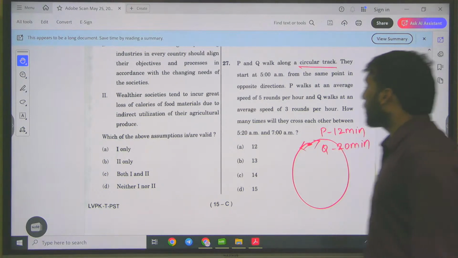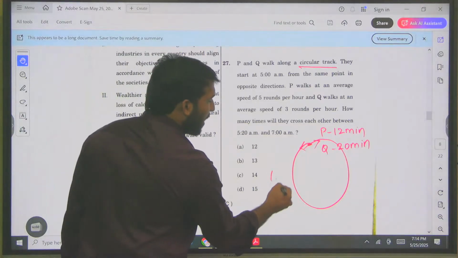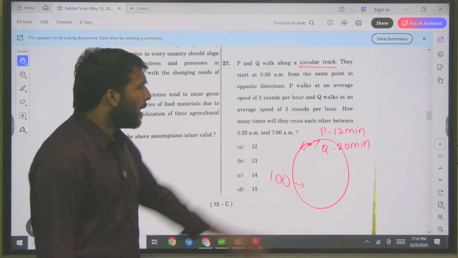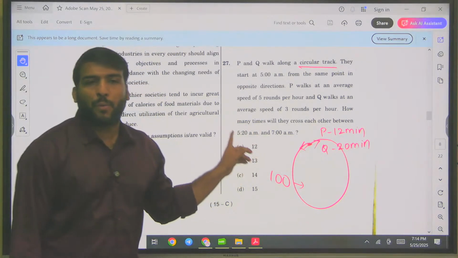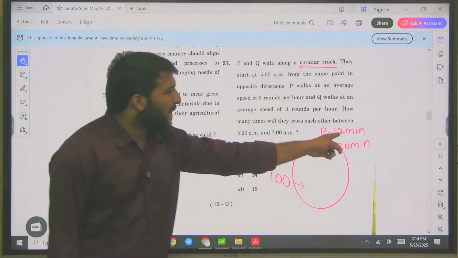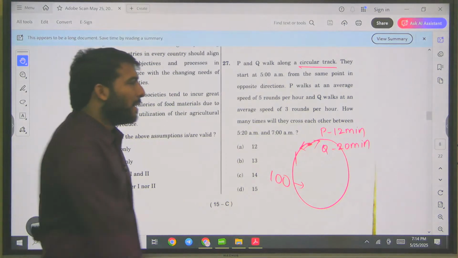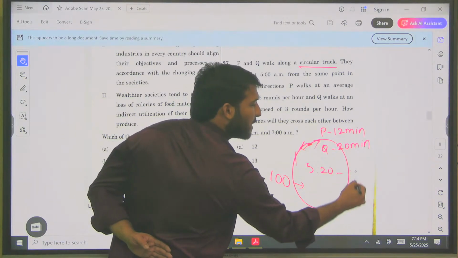They cross each other at 5:12, 5:20, up to 7. Total how many minutes are there? 100 minutes are there. Clear? And they are asking from 5:20. When they are asking from 5:20, definitely one round got completed. We should not add that, right? Then we have to add from what time? 5:20 to 7. Yes or no?